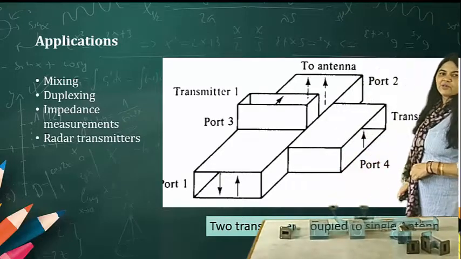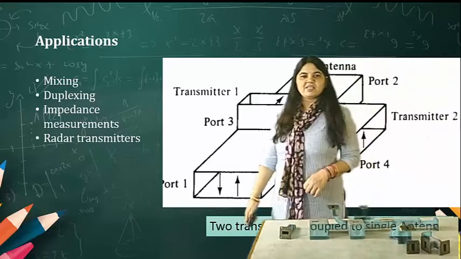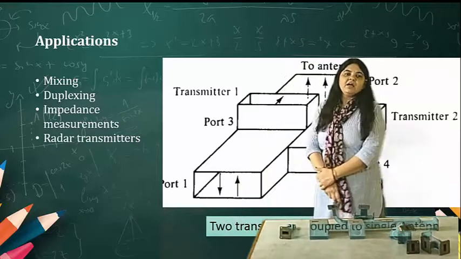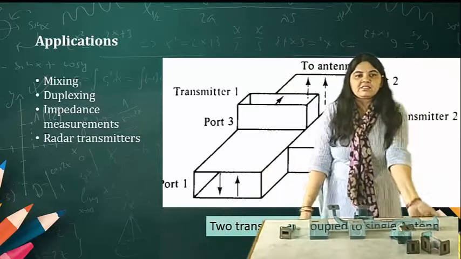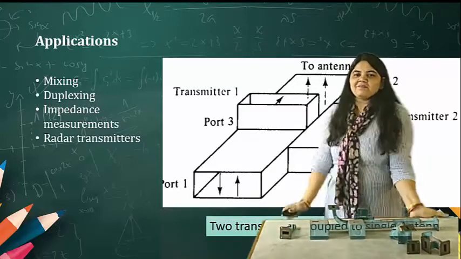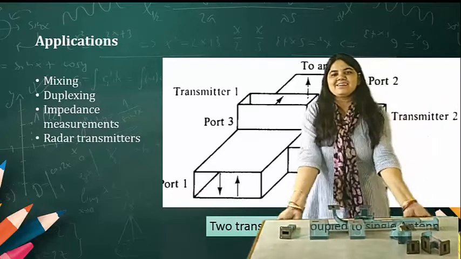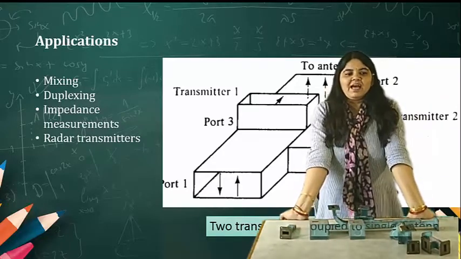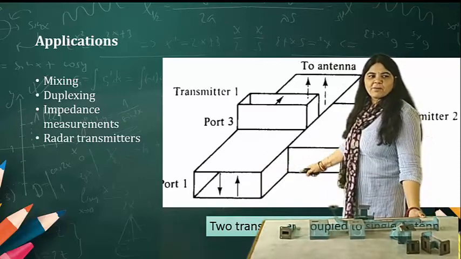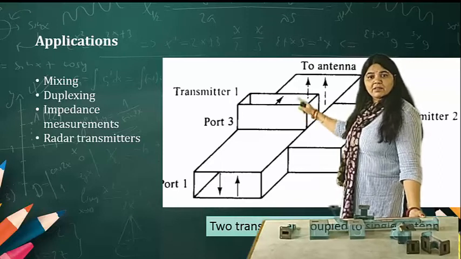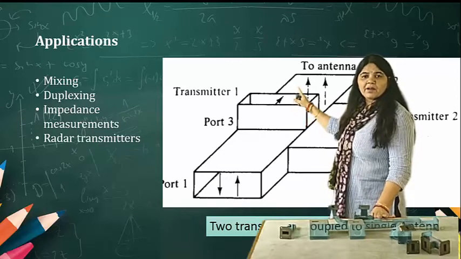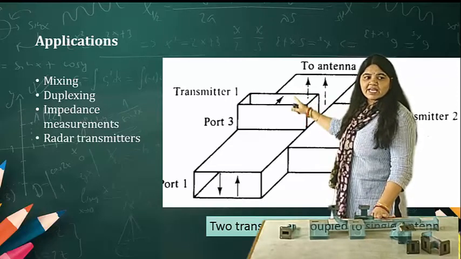This way we have the component, that is the magic T. Here you can see the applications of the magic T: multiplexing, duplexing, impedance measurements, radar transmitters. So the magic T is used in many applications. One of the applications is shown in the diagram: port number 1, port number 2. When the power is fed from port number 1, port number 2, it is transmitted via the antenna.